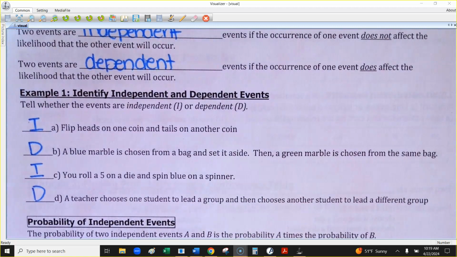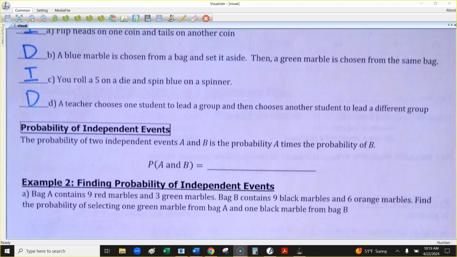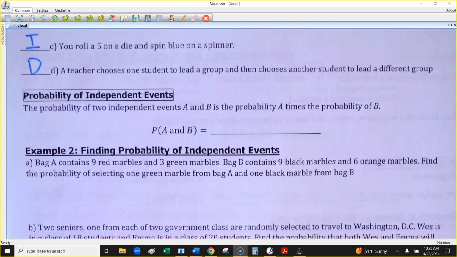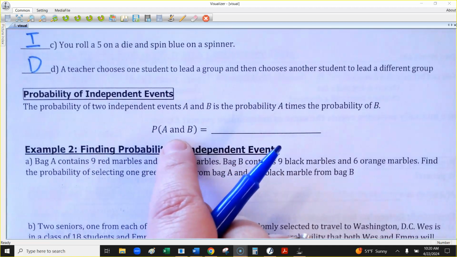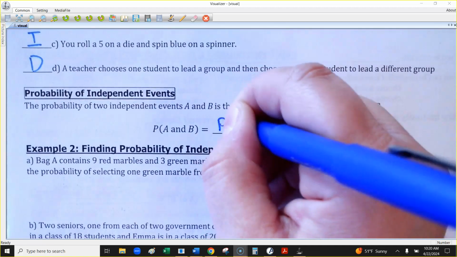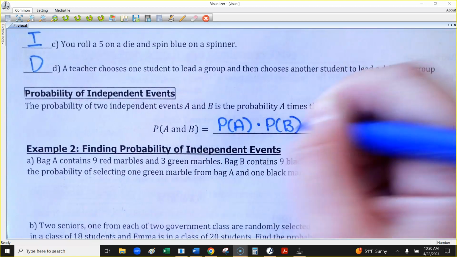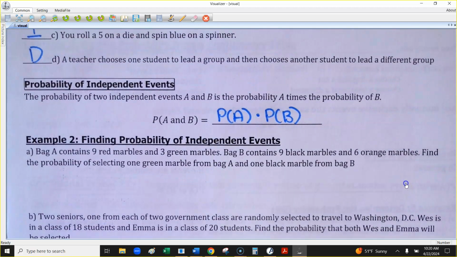Okay, now how do we calculate these probabilities? Probability of two independent events, so they don't affect each other, to happen at the same time or within succession of each other, we'll call this the probability of A and B. It is the probability of A multiplied by the probability of B. And this is going to cause you guys maybe to multiply fractions together, which is why I thought you might want your calculator. Okay, so we're going to do some independent events first.